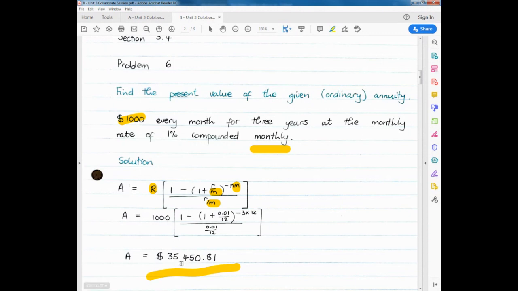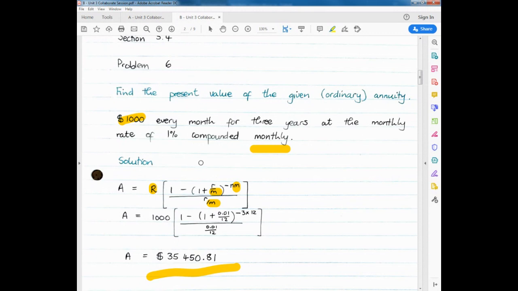Okay, so this tells us that if you pay 1,000 every month for 3 years at the rate of 1% compounded monthly, this would be equivalent to paying $35,450 and 81 cents now. Okay, so that's the first problem, and it kind of warms us up into these kinds of problems.